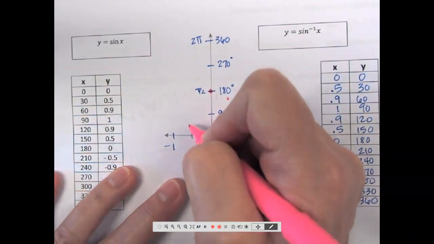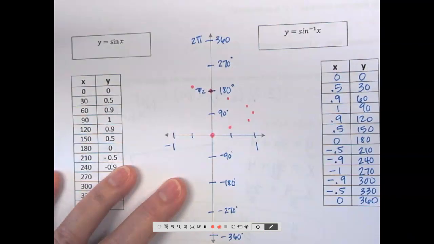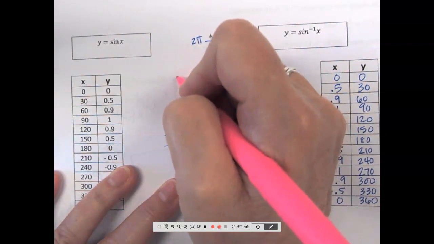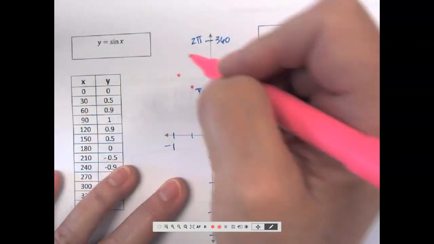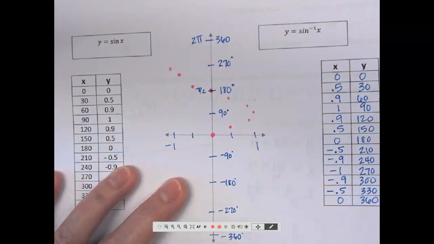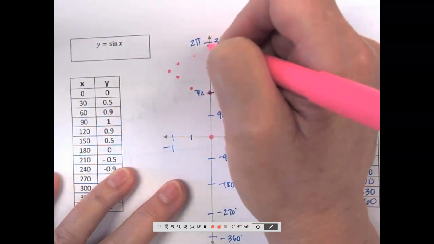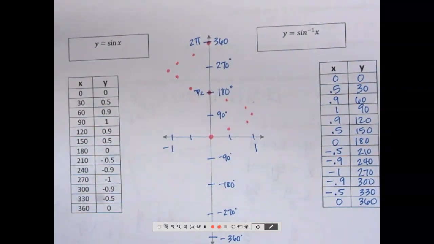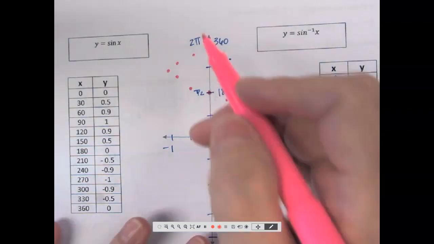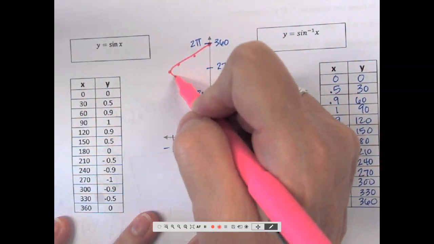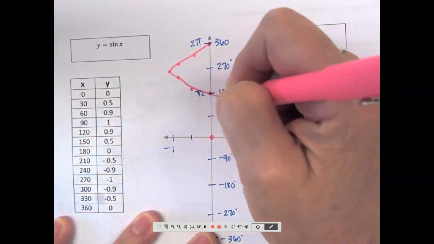Negative 0.5 goes up to 210. Negative 0.9, 240. Negative 1, 270. And then, so if we connect them, what's it going to look like? Yeah, it's a sinusoid, isn't it? But it's vertical. Kind of a series of S's here.